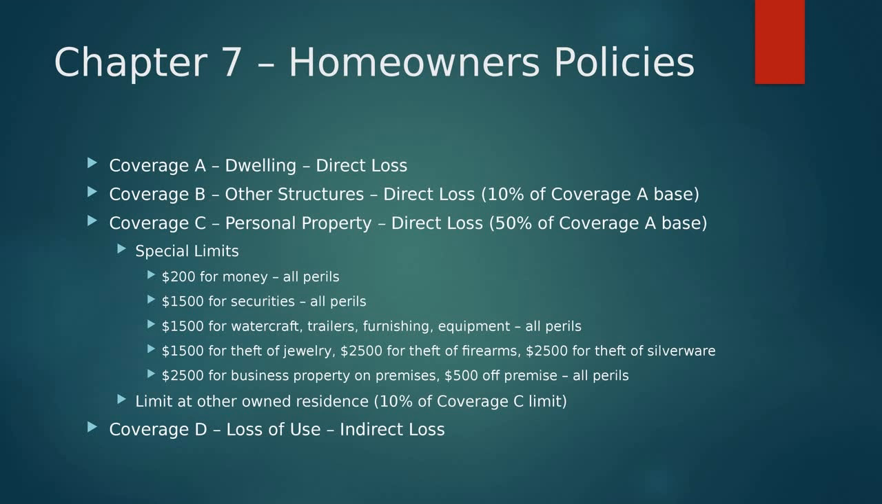Coverage A is going to be the dwelling, just like on the dwelling policy form we talked about before, for direct loss only. Coverage B is going to be for other or appurtenant structures. It is direct loss only. The standard amount is 10% of the coverage A base, but you can purchase additional amounts here, whereas you were limited to 10% on the dwelling policy. And coverage C is going to be for personal property, and there will be a standard amount of 50% of the coverage A base. There are some insurance companies that will allow you to lower or increase this if you need to. Usually the range that I've seen is somewhere between 40 and 60% of the coverage A base.